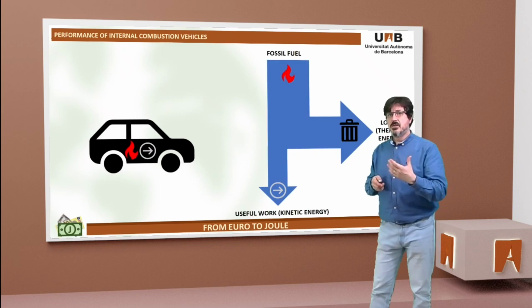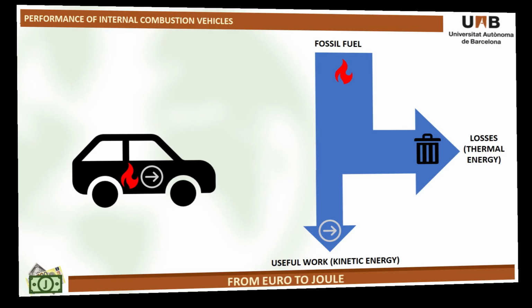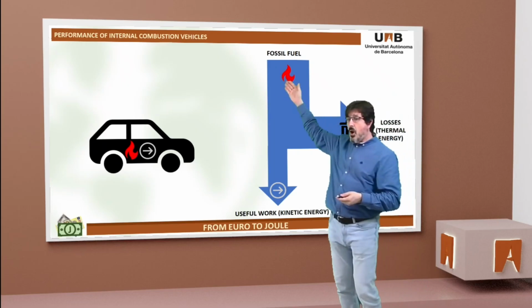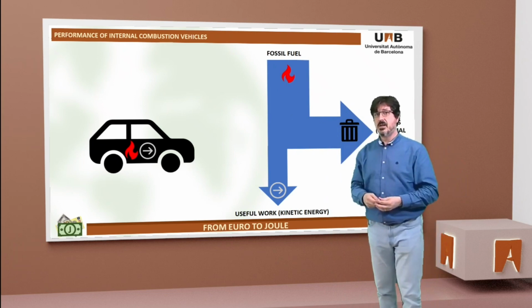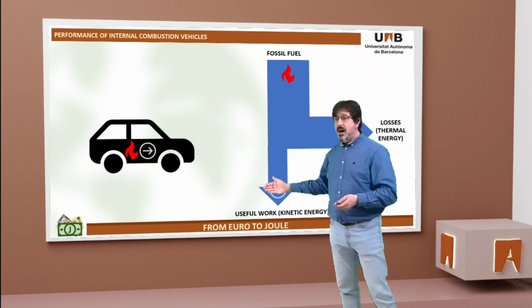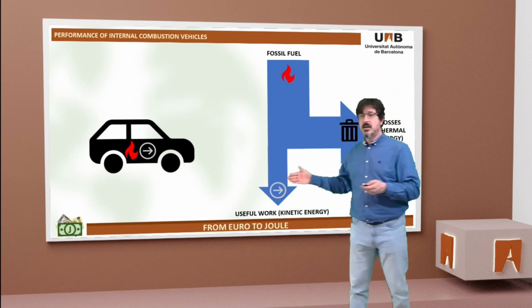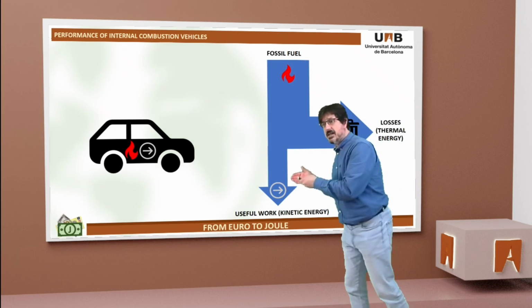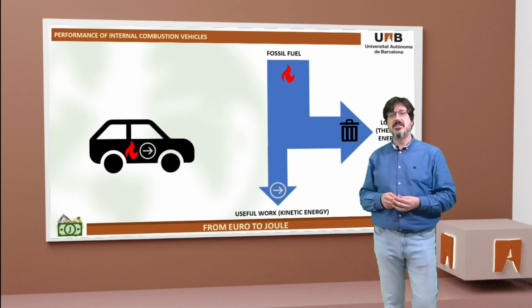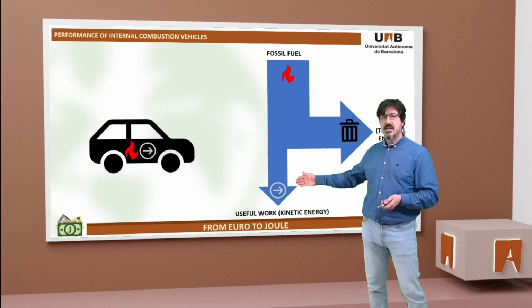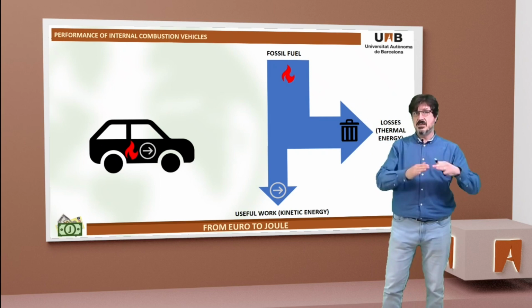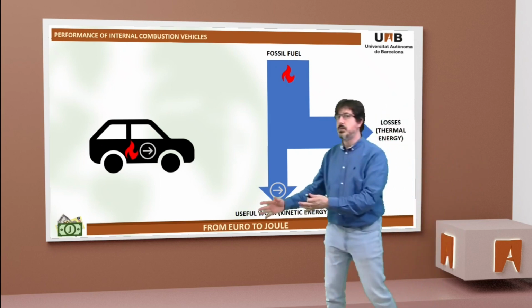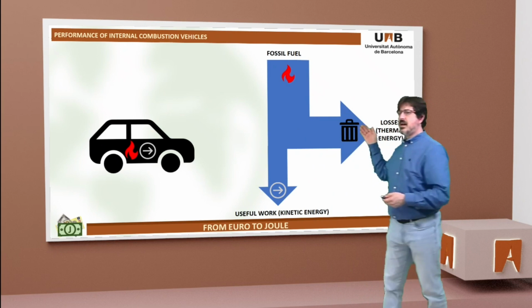But the performance, in order to understand which part of the energy is used, is the magnitude that tells us from all the energy that I'm really obtaining in the burning of the fossil fuel, which amount is really used for what I want, that is to increase the kinetic energy of the vehicle. This is the useful work, because my machine is fabricated in order to do this work. The rest are the losses.